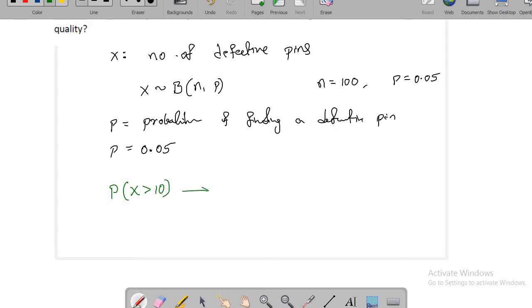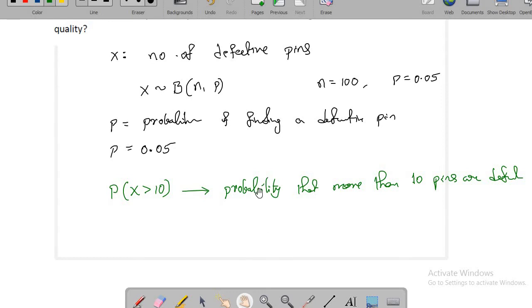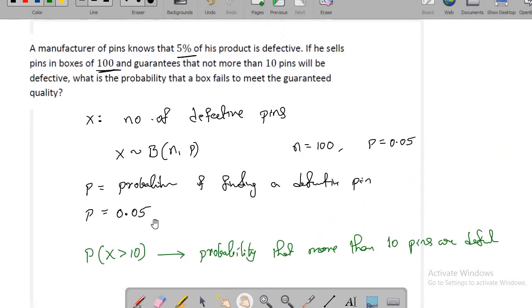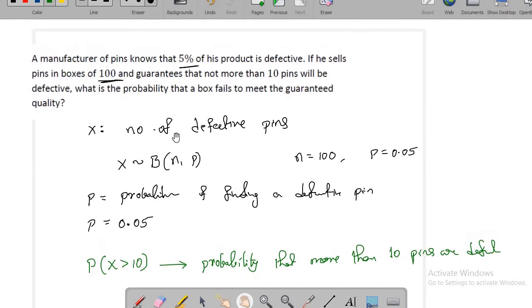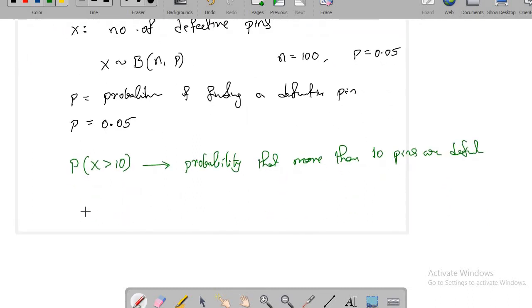This exactly represents the probability that more than 10 pins are defective, isn't it? If more than 10 pins are defective, it means this guaranteed condition failed. Okay. So now let me calculate the probability that X is greater than 10.